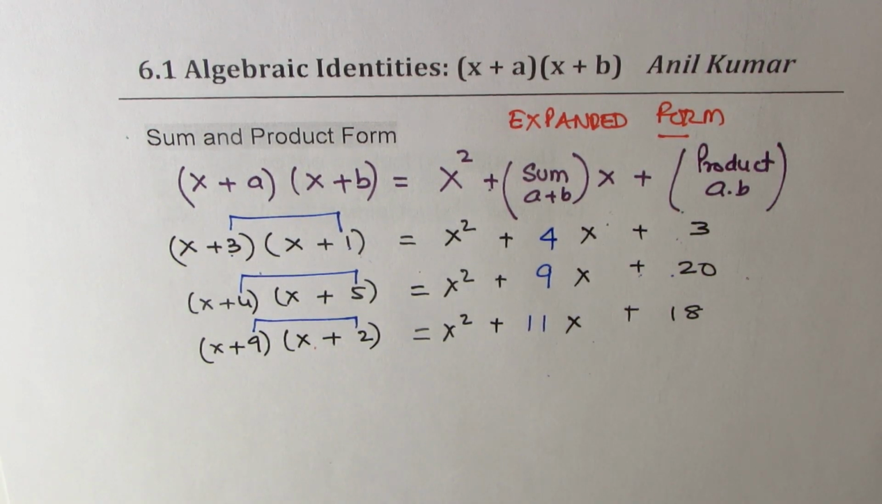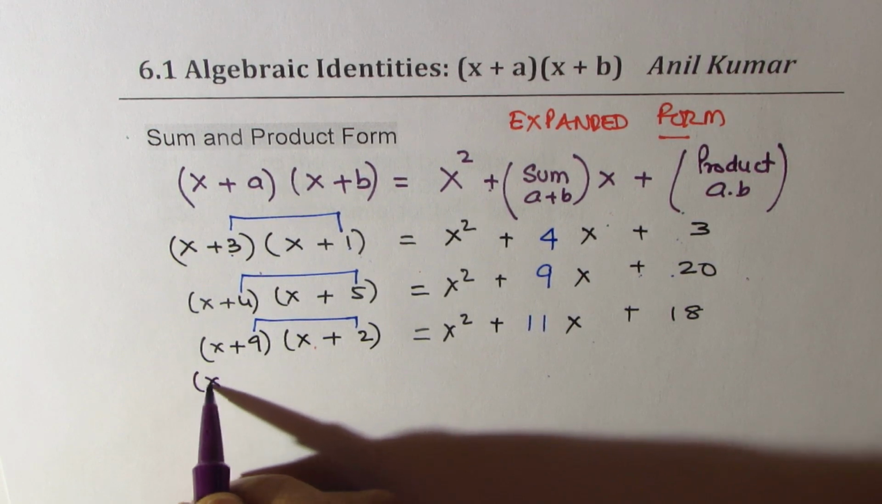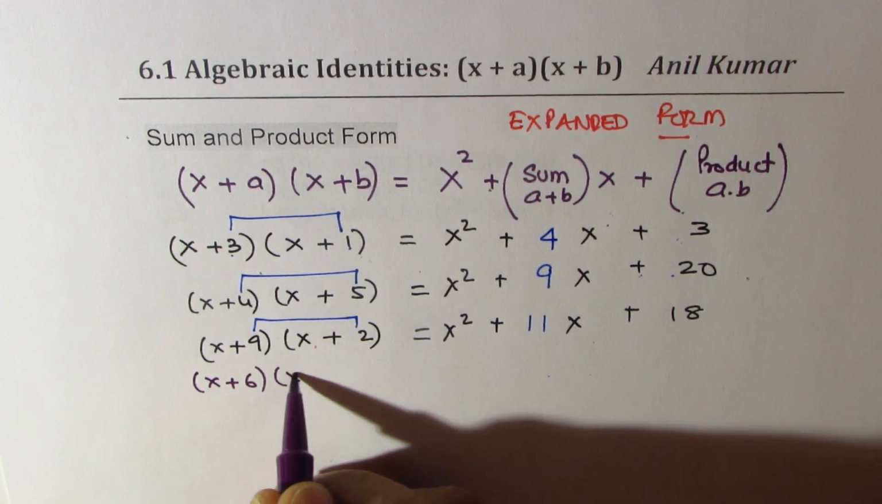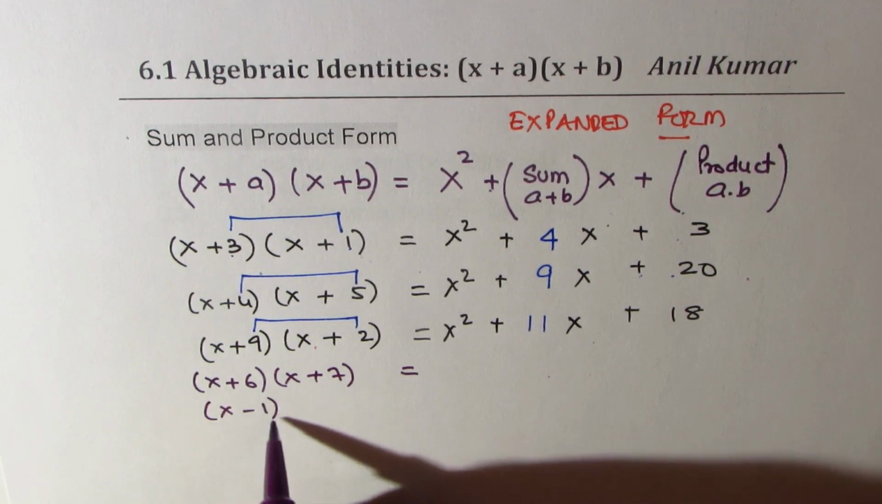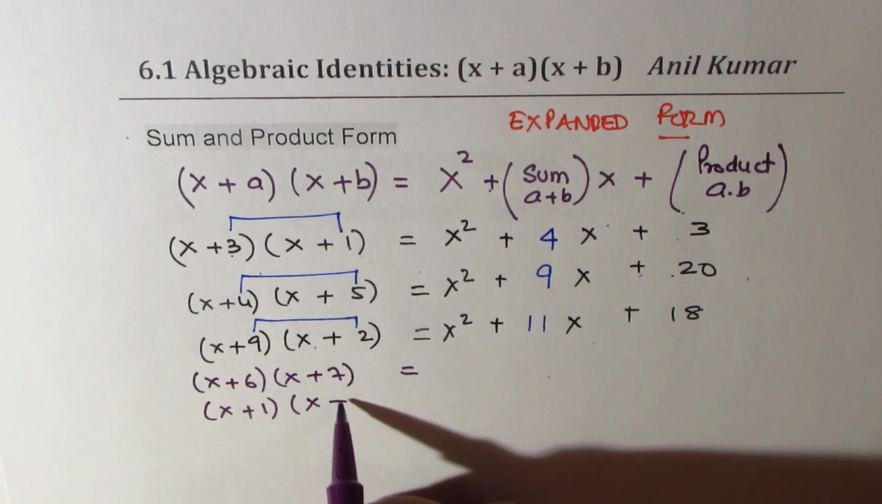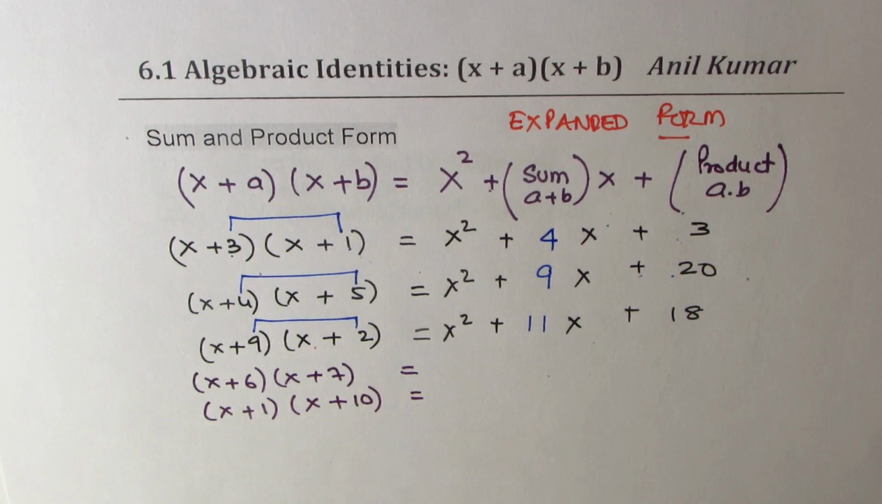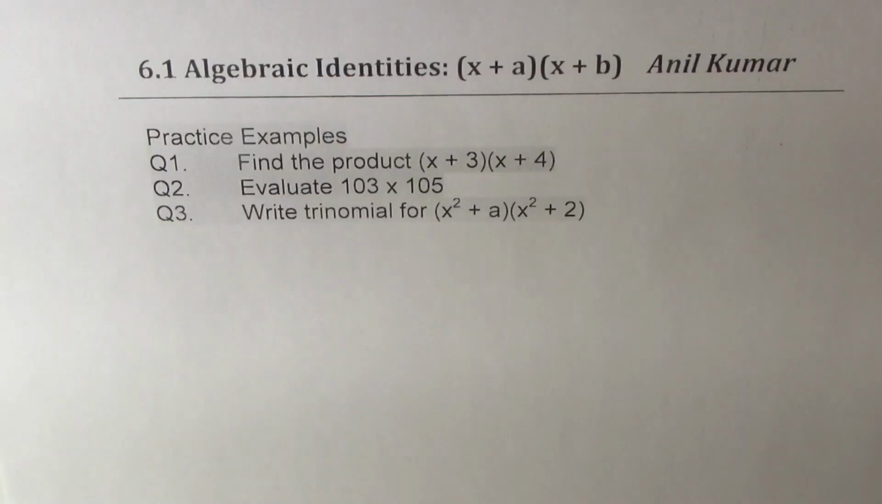Correct? So very easily you can find the expanded form. So let me give you practice questions. x plus 6 times x plus 7 equals to what? And x plus 1 times x plus 10 equals to what? Correct? So these are two examples for you. We'll take numbers with negative and same numbers also very soon.